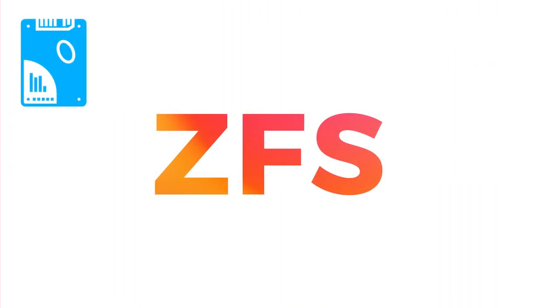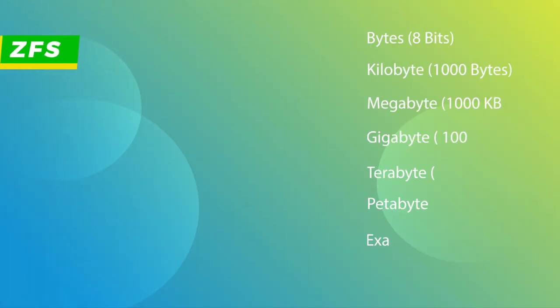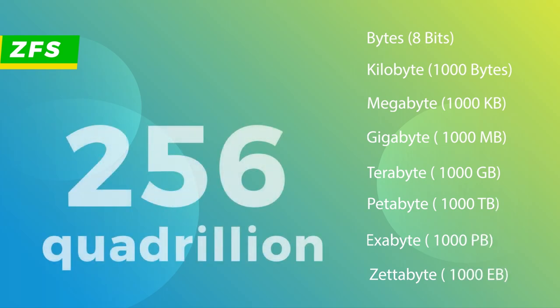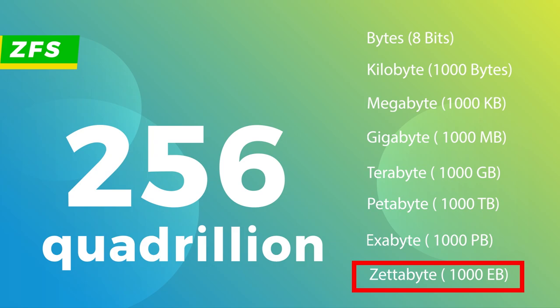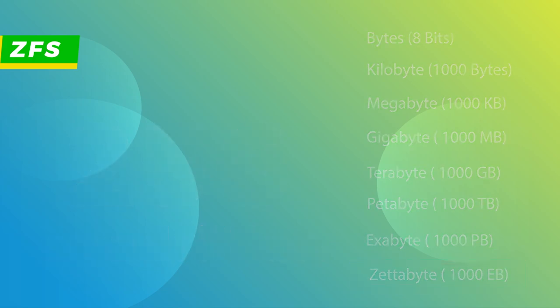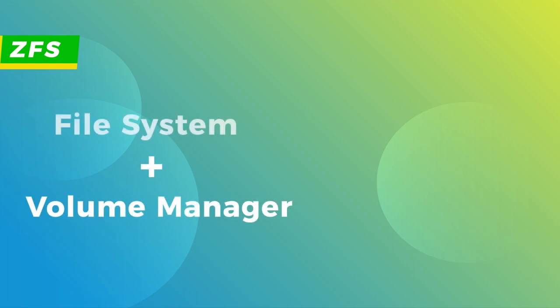Alright, next is the Zettabyte file system, or ZFS in short. Now ZFS is a robust, scalable and easy to administer file system. ZFS supports a maximum disk size up to 256 quadrillion zettabytes, and hence the name Zettabyte. The main difference between ZFS and other file systems is that ZFS is a combined file system that acts both as a volume manager as well as the file system.